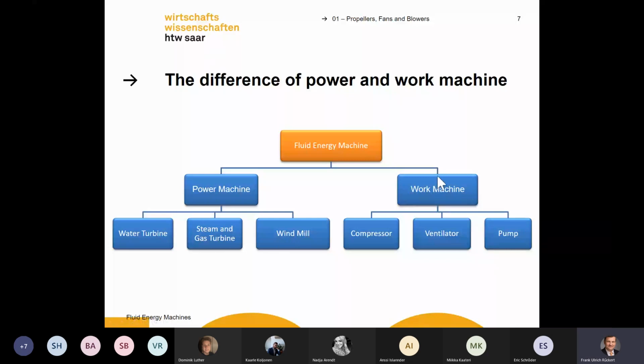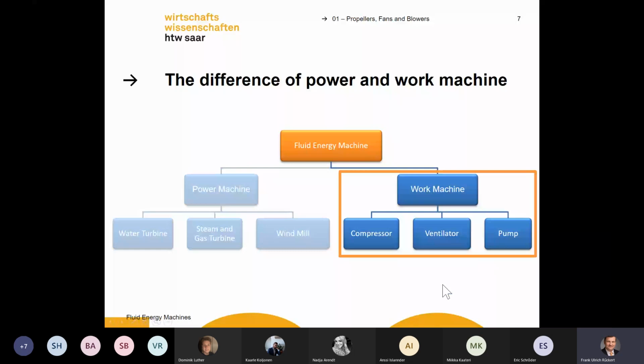And then we have on the other side the work machines. In the work machines, we have to spend energy, electricity or mechanical work, and we will produce pressure, for example, by a compressor, or we will produce fluid flow by a ventilator, or we will produce a water flow with a pump. So we have work machines and we have power machines. Okay, we will start now with work machines.